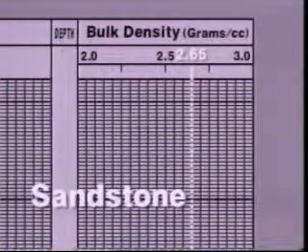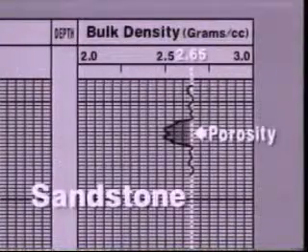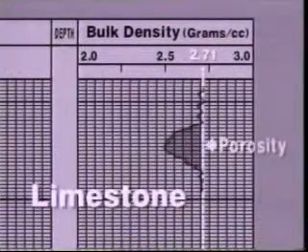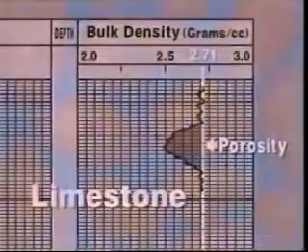Clean sandstone with zero porosity has a bulk density of 2.65 grams per cubic centimeter, and any reading with less than 2.65 grams per cubic centimeter in a sandstone indicates at least some porosity. A clean limestone has a bulk density of 2.71 grams per cubic centimeter, and a bulk density reading less than 2.71 grams per cubic centimeter likewise indicates the presence of porosity.